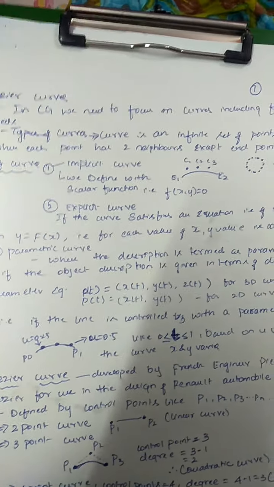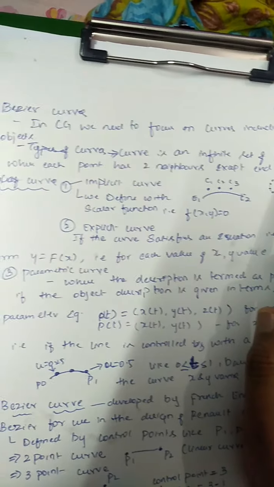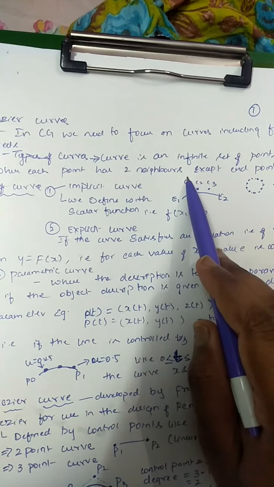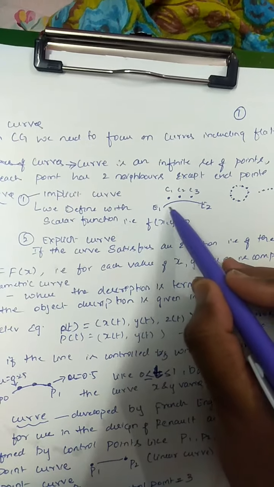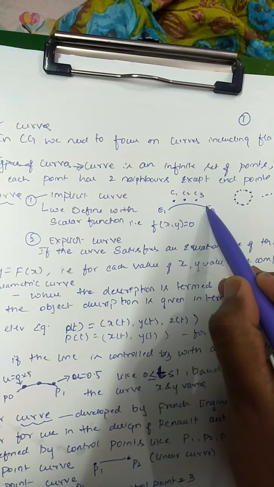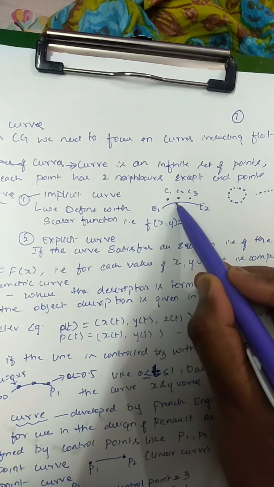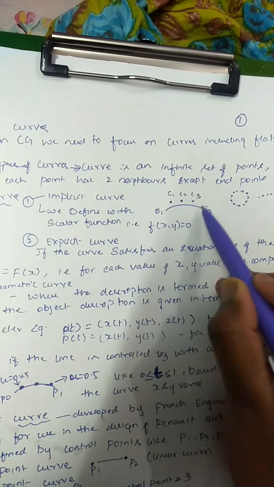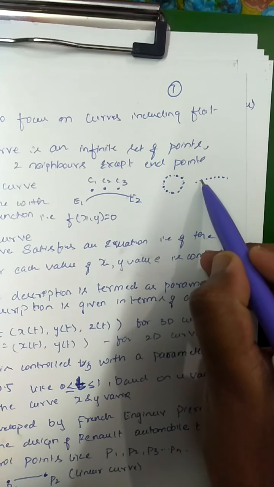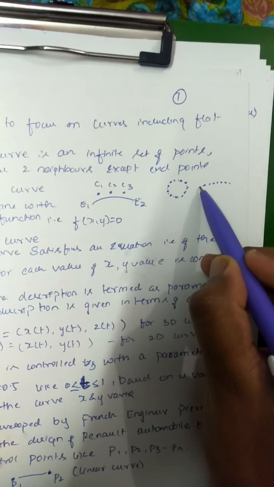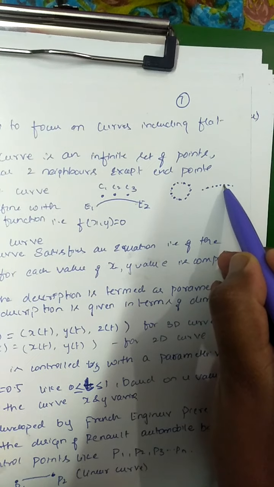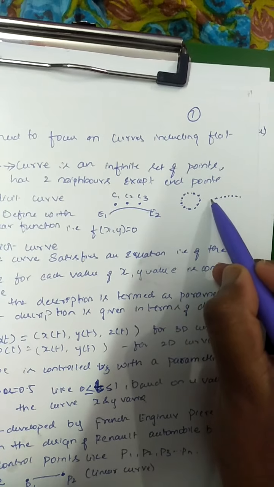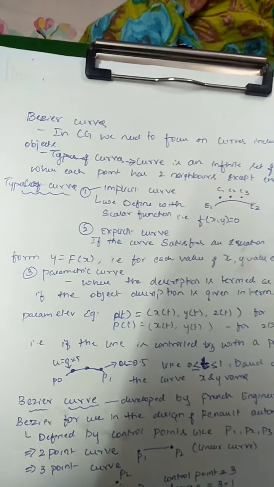So a curve is nothing but an infinite set of points where each point has two neighbors except the endpoints. For example, consider a curve which has two endpoints. Apart from the two endpoints, it has an infinite set of points. So each point has neighboring points at the other end. So this point has neighboring points towards its left and right. If we consider this point, even this point has neighboring points towards its left and right, except the endpoints. Fine. So this is a generic definition of the curve.